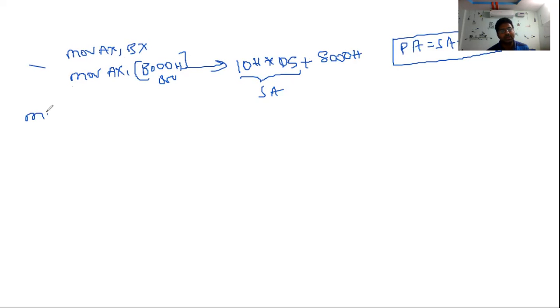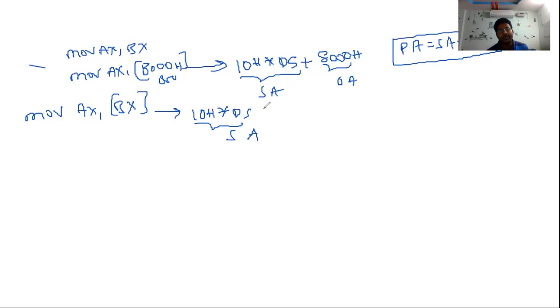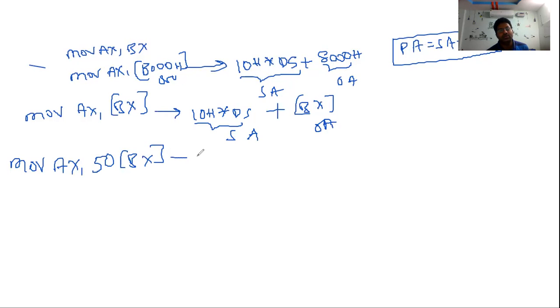Suppose MOV AX, BX. It represents like this: again 10H into the DS. This is the segment address value. This is the offset value, plus BX offset address value. Or MOV AX, some 50 into BX, for example, a relative. How to modify this one? 10H into the DS, this is the common segment address, plus 50 plus BX value.